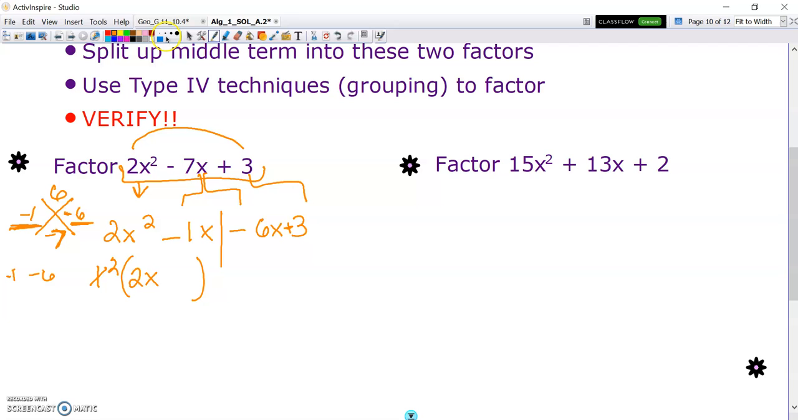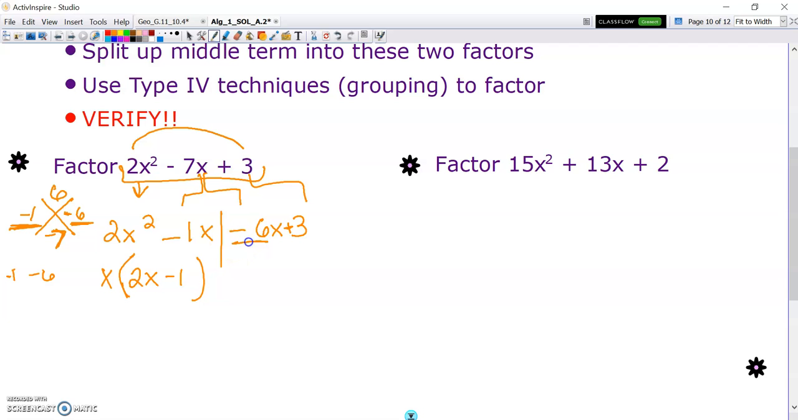Oh, I'm sorry, I wrote down our greatest common factor was x squared, but I meant x. Let's fix that. Our greatest common factor is just an x. When we divide by x, we get 2x, and then we get a minus 1 over here. Now we'll take a look at the second half and see what our GCF is there.